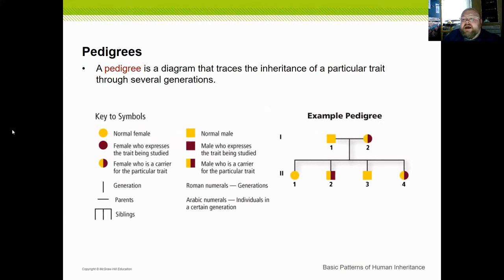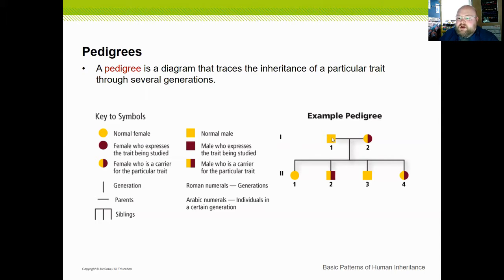Okay, well, one of the things that we can do to trace inheritance of traits through several generations is come up with what's called a pedigree. A pedigree is a diagram that traces basically any trait and how it could be inherited through several generations. Typically, a female is a circle, a male is a square. They shade it in dark if the individual expresses the trait that's being studied. They shade it in half and half if it's a person that's a carrier, but they're not expressing the trait.